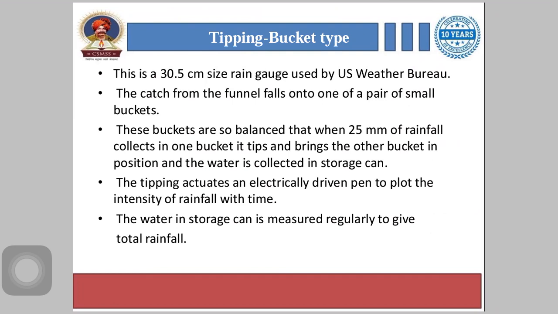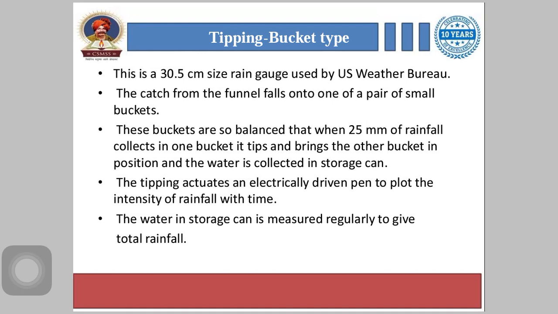This is a 30.5 centimeter size rain gauge used by the US Weather Bureau, and the catch from the funnel falls onto one pair of small buckets. Catch from the funnel means the water which is collected in the funnel falls on one pair of small buckets, and this bucket is so balanced that when 0.25 mm of rainfall is collected in one bucket, it tips and brings the other bucket in position, and the water is collected in the storage can.